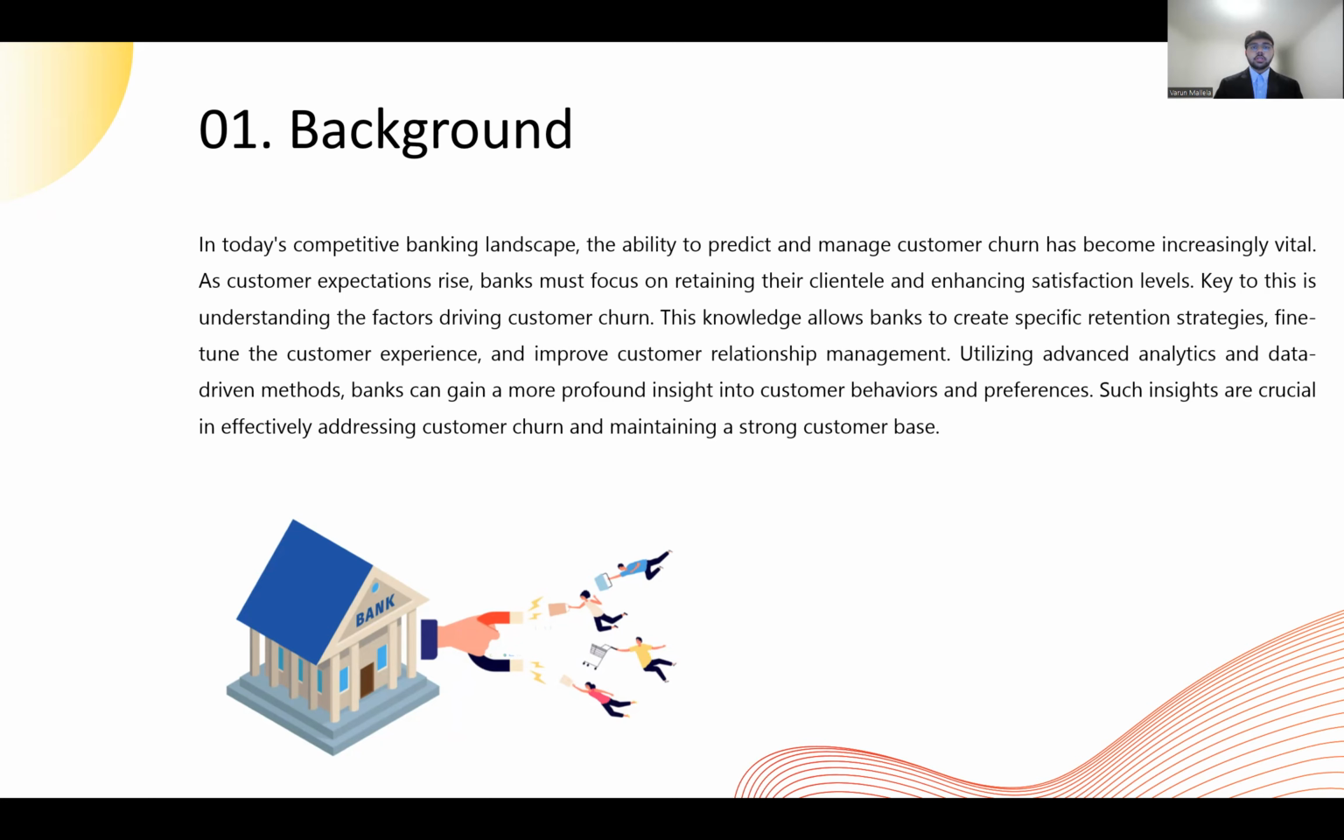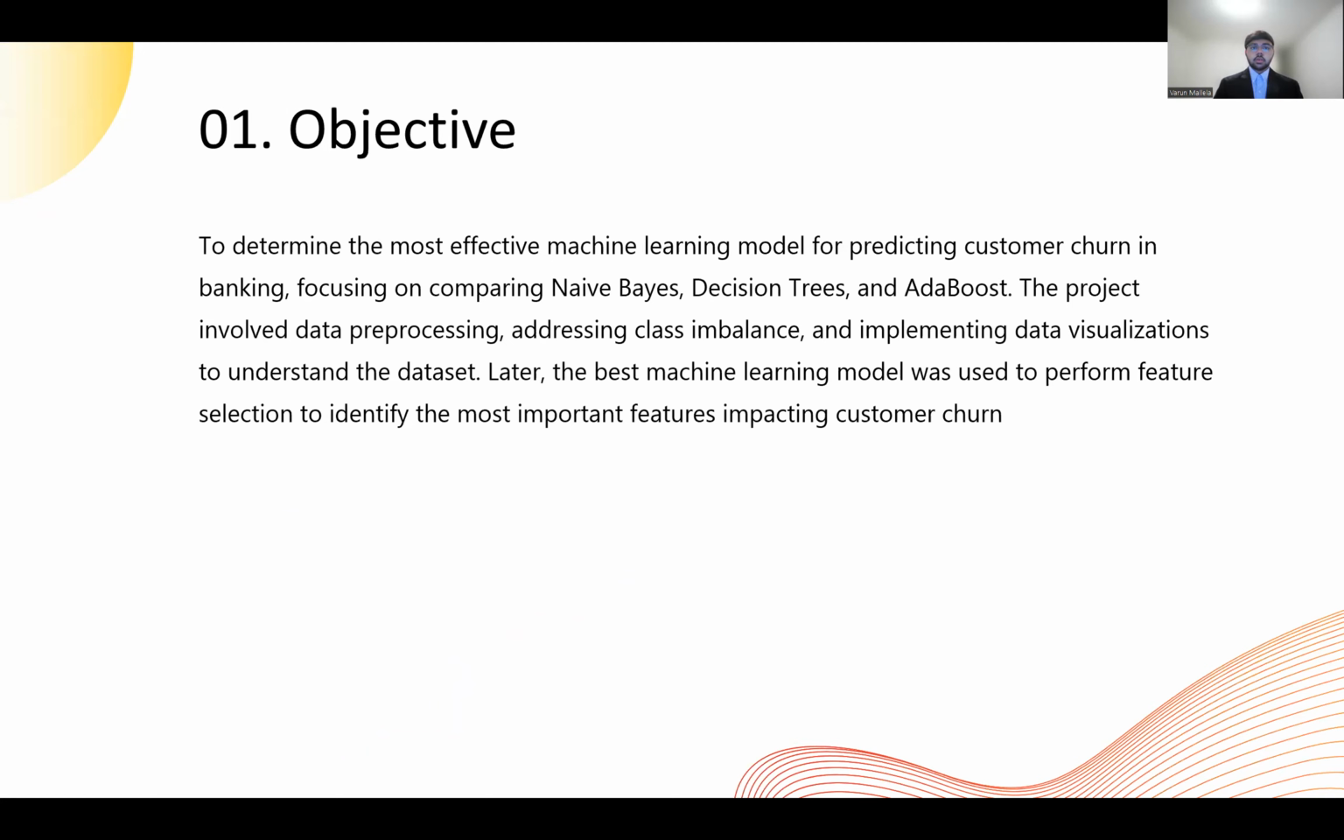Now, basically, customer churn is something where a person leaves a particular entity. It is called churned. Now, let's move on to the objective of my project. The objective of my project is to develop a machine learning model which is used to predict customer churn. So it basically says a customer is churning or not churning. It's a basic classification problem. So for this, I have used three types of machine learning models, which are naive Bayes, decision tree, and AdaBoost.